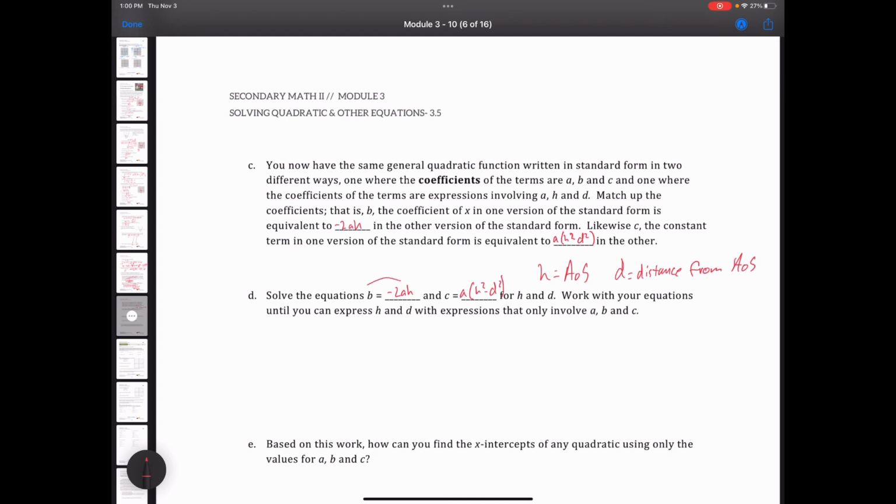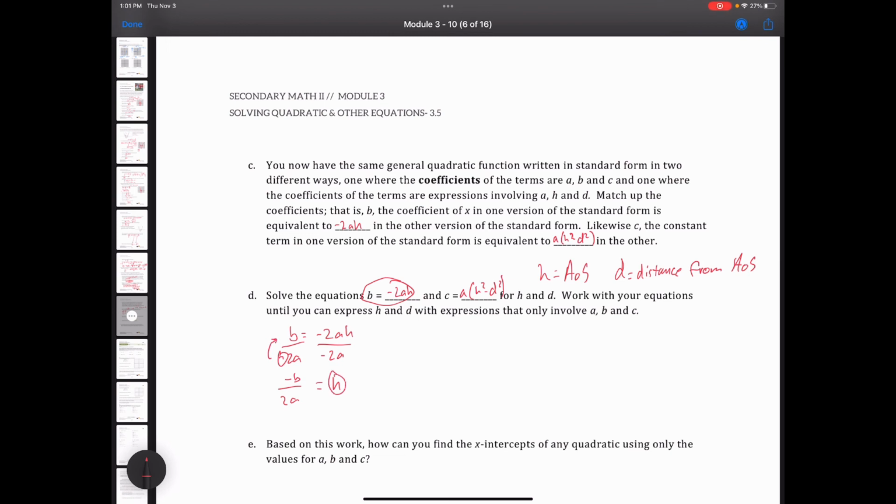Okay, this one is the simplest, so let's go ahead and start with that. b is equal to negative 2ah, and to get h by itself, all I have to do is divide both sides by negative 2a. So I get h is equal to negative b over 2a. It's more proper to have the negative sign in the numerator.